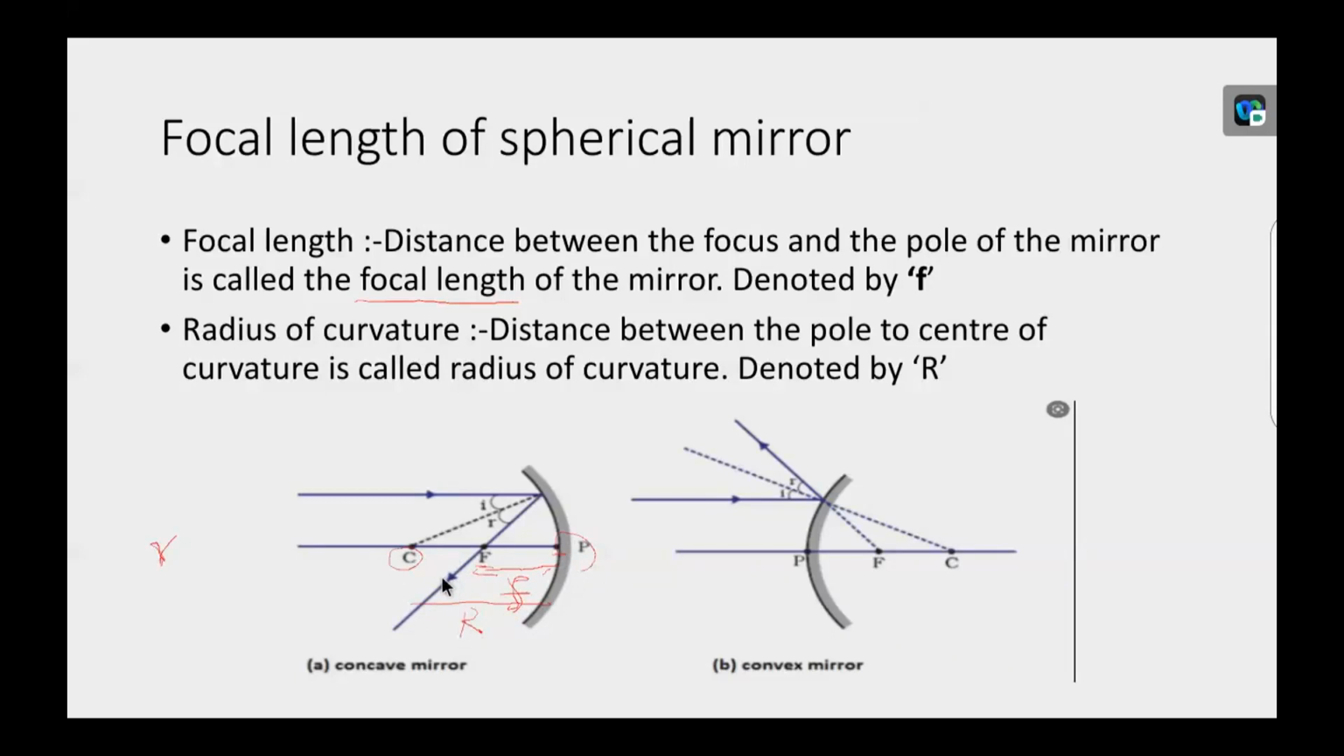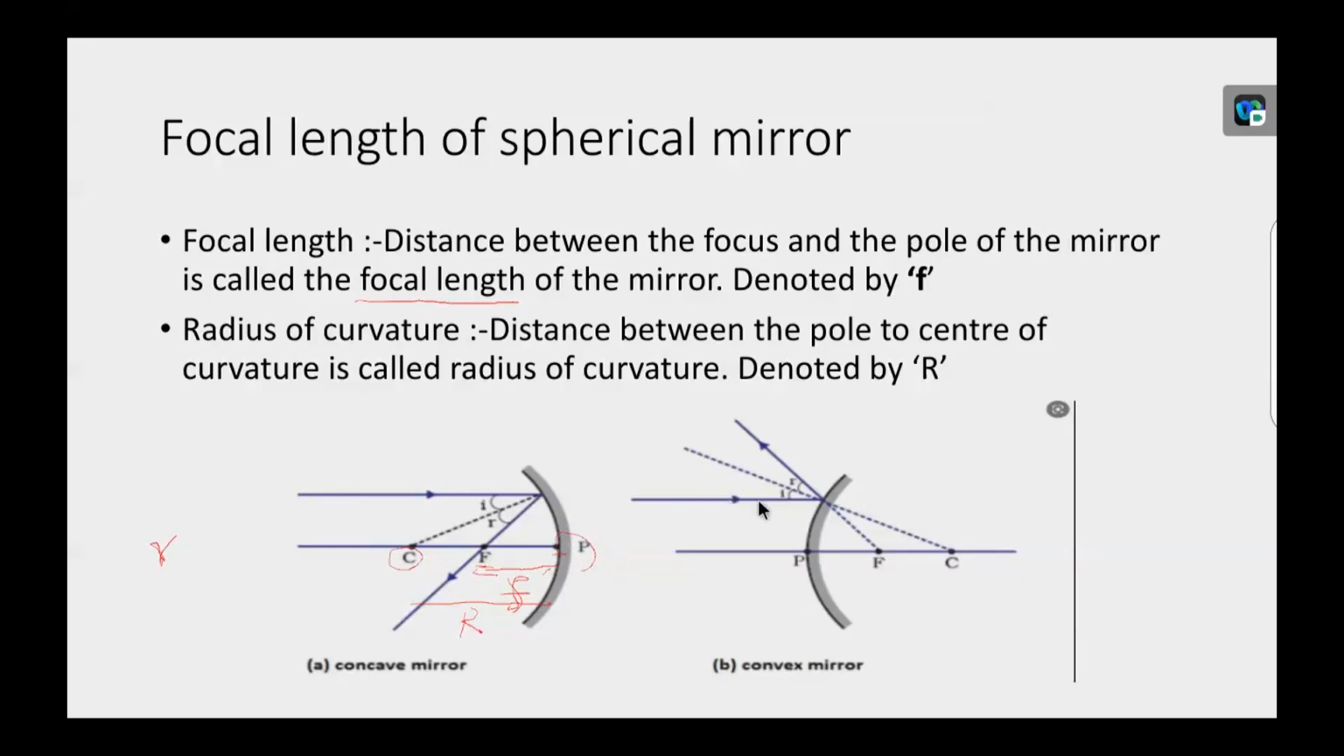First, we have a concave mirror. In that, a parallel beam falls and reflects to the focus. The distance from the pole to the focus we call the focal length, denoted by F. The distance from the pole to the center of curvature we call the radius of curvature.